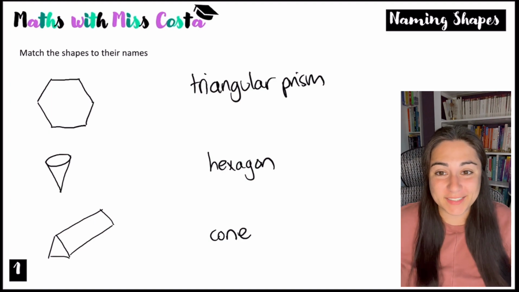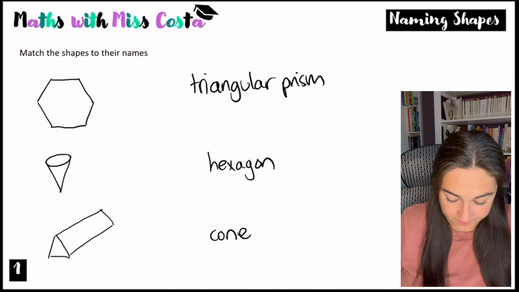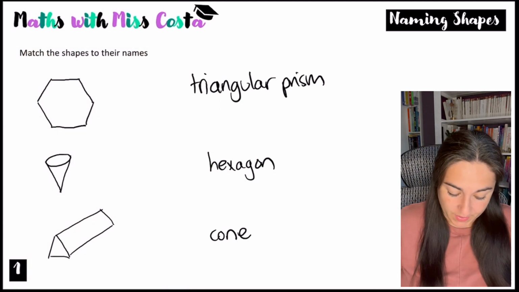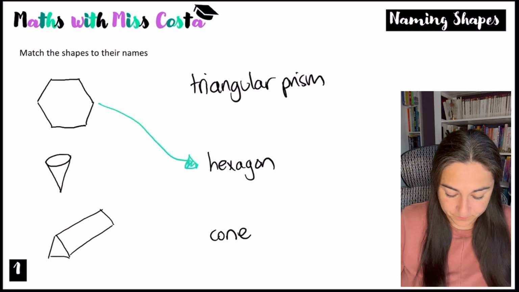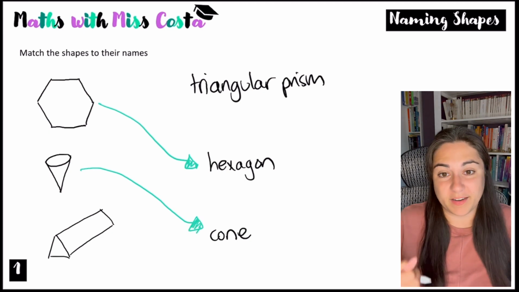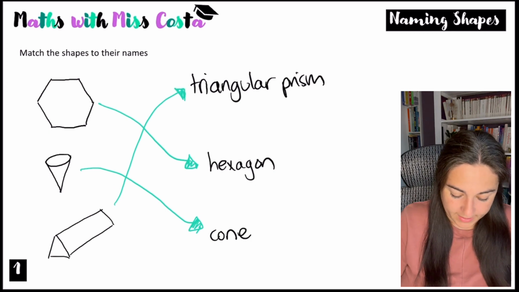Okay, so for this question, it's just a matching question, naming shapes. Hopefully feel familiar with all the 2D and 3D shapes. So the first one, it's got 6 sides. That would be a hexagon. A cone is a 3-dimensional shape, and it looks like, well, an ice cream cone. And then over here, you've got a triangular prism.